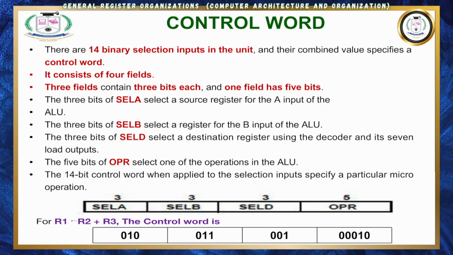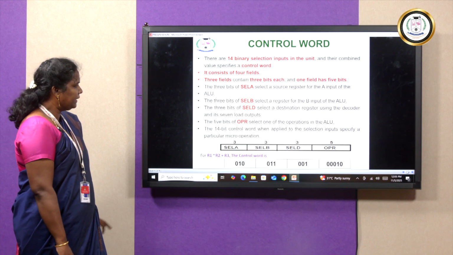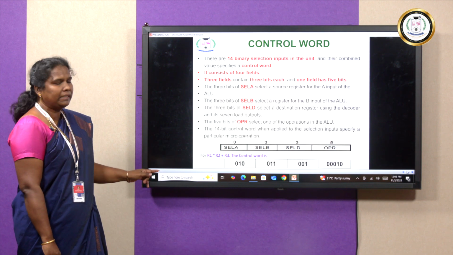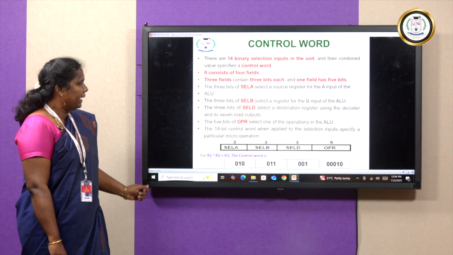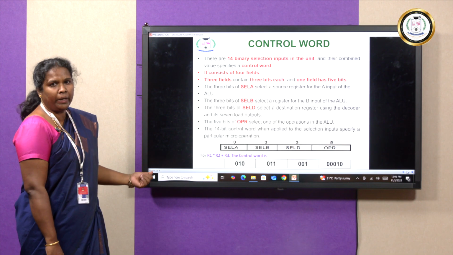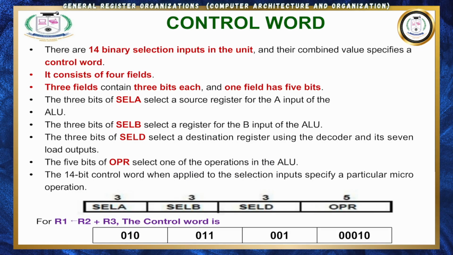So as I said, for this sequence of operations, if you take only the selection values, totally it will be 14 bits, and these 14 bits together are said to be the control word. The lower order 5 bits are for the OPR value, which is nothing but the selection input for the ALU. Next we have select D, which is for loading the output result using the decoder. Then we have select A and select B, which are the selection inputs for the multiplexers. So totally we have 14 bits, and these 14 bits are said to be the control word.